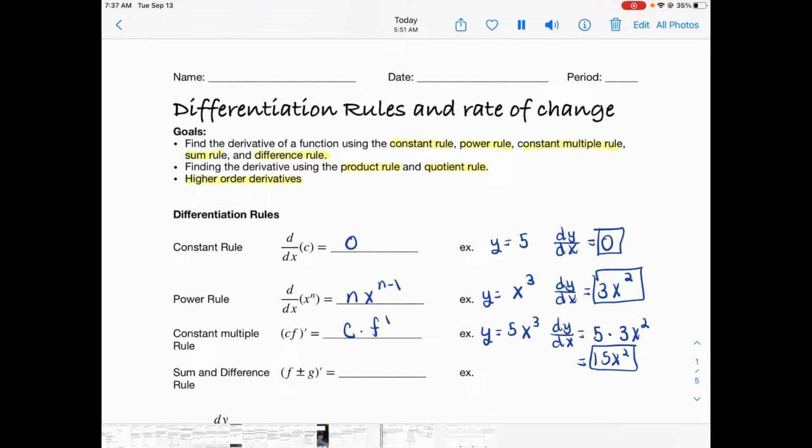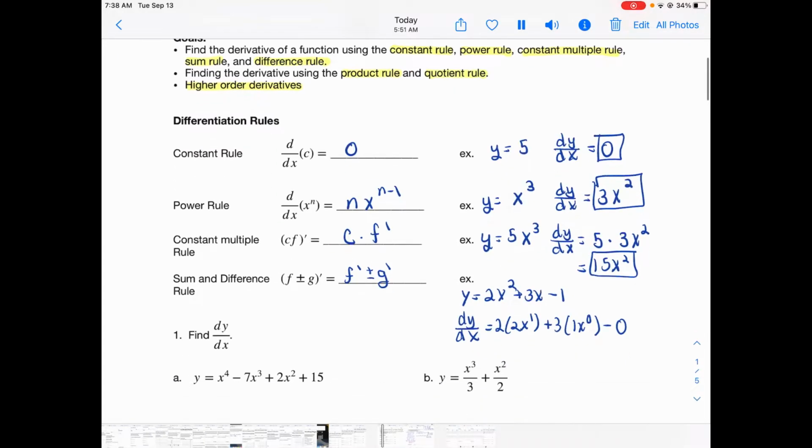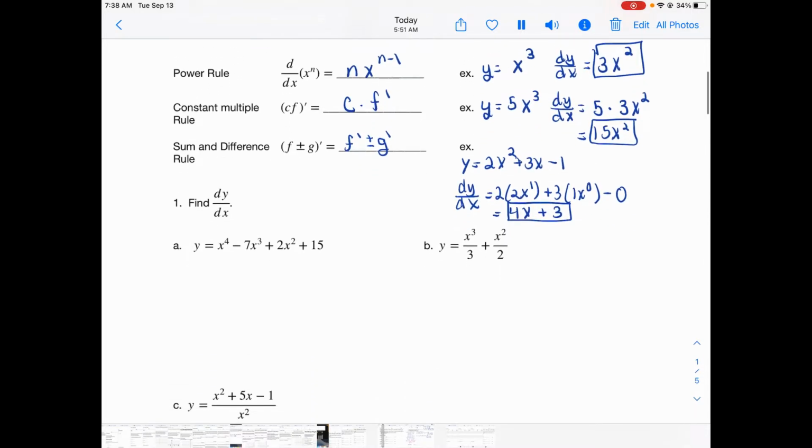Our sum and difference rule says if I take two polynomials that I'm adding together or subtracting, it's the derivative of the first polynomial plus or minus the derivative of the second polynomial. For example, I have y is equal to 2x squared plus 3x minus 1. So the derivative of that would be, which when we simplify down, we get 4x plus 3 because anything raised to the 0 power is 1. So that's just 4x plus 3.